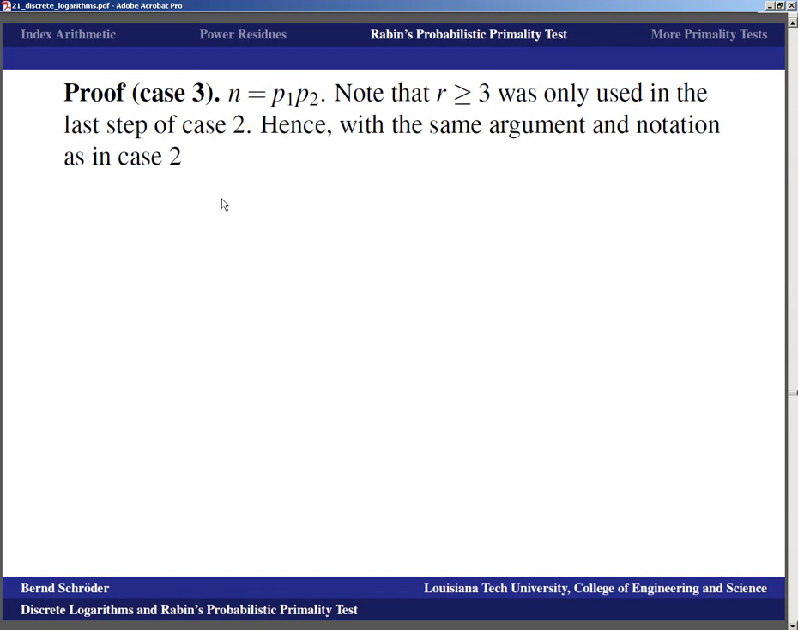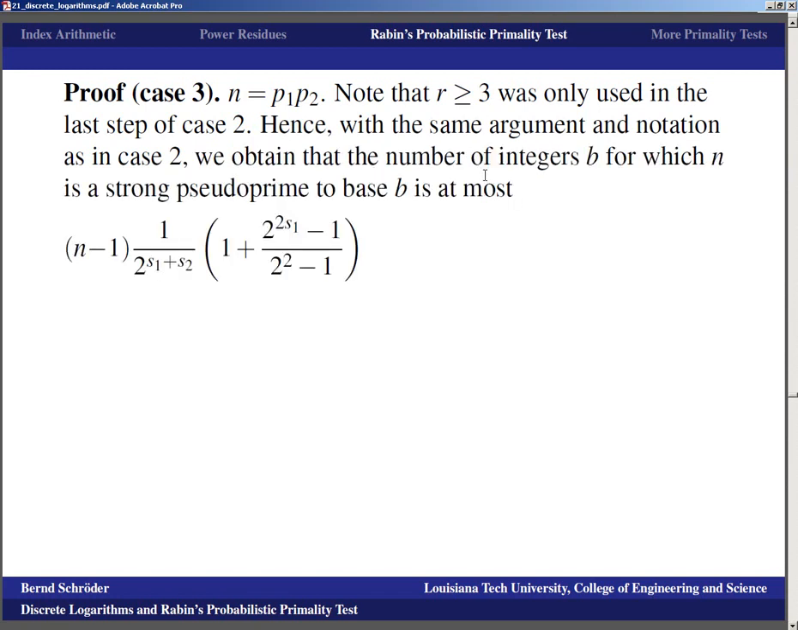And that means with the same argument and notation as in case 2, we obtain that the number of integers b for which n is a strong pseudoprime to base b, so for which n passes Miller's test with base b, is at most n minus 1 times 1 over 2 to the s1 plus s2, times 1 plus 2 to the 2s1 minus r, divided by 2 squared minus 1. Just pull that last slide up one more time and realize that if we plug in r equals 2, that estimate is valid. And now we're just going to play with those numbers a bit.